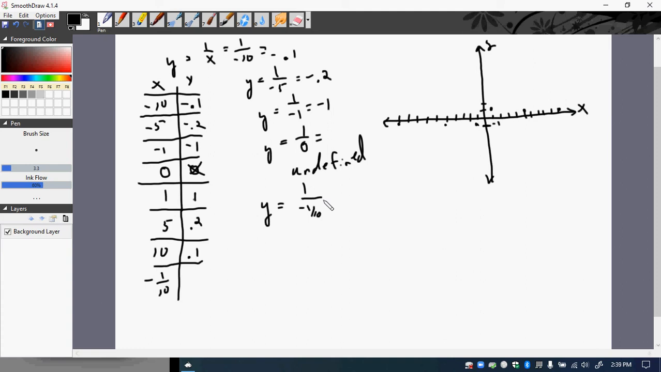Okay, so that would give me negative 10. So this right here gives me negative 10. So that's nice. As I get really super close, it gets plotted down here. So 1, 2, 3, 4, 5, 6, 7, 8, 9, 10. So as I get closer to 0, it gets super high. So this is much better. I can see now what's going on.